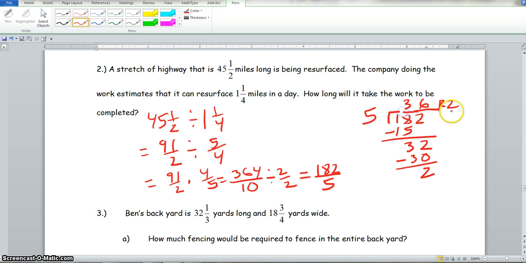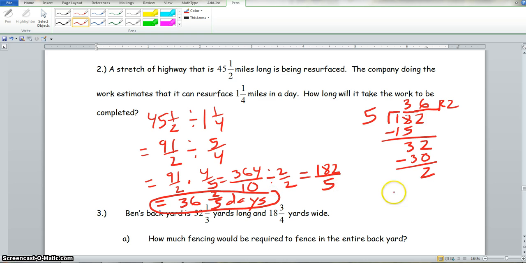Now we have 36 remainder 2. So we know our final answer would be 36. Our denominator would be 5. And our numerator would be 2. So it would be 36 and 2/5 days.